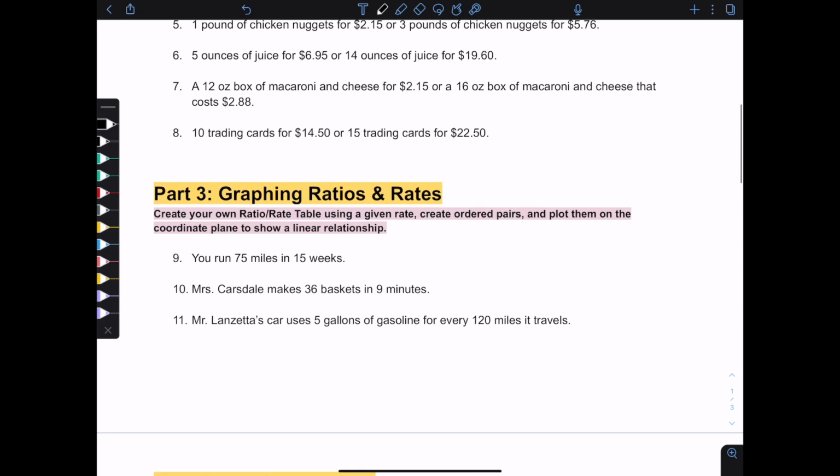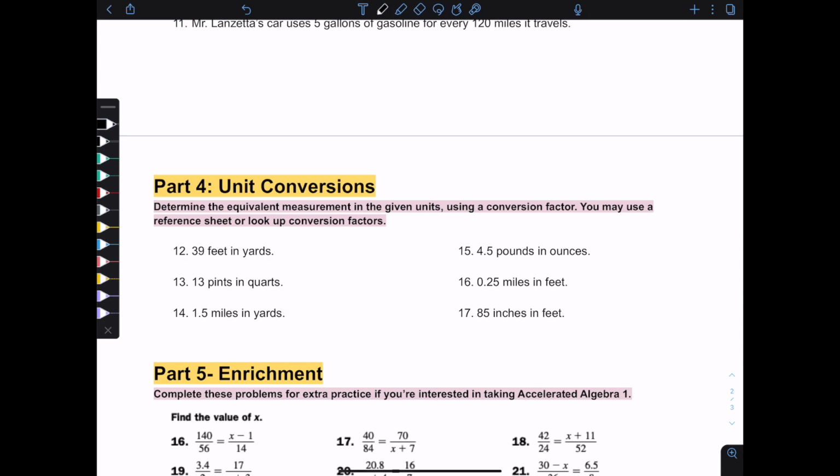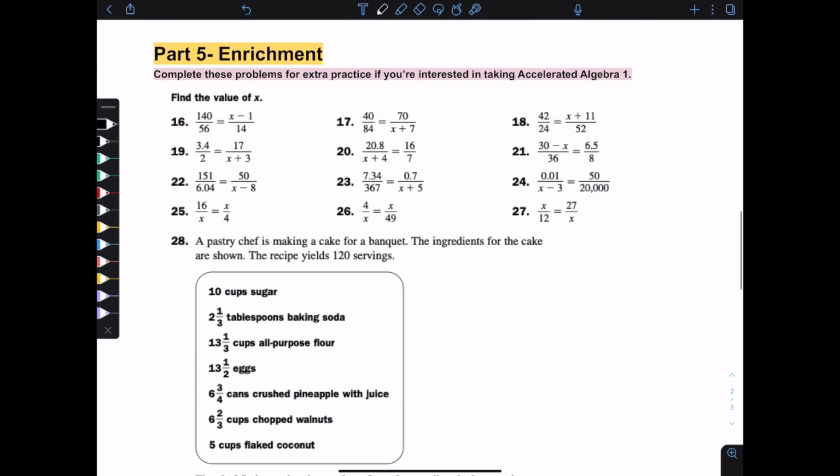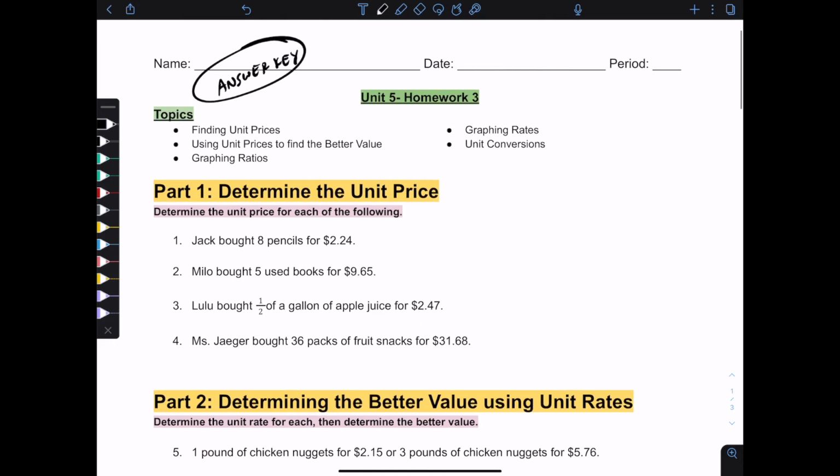Then I'll go into having some practice problems with graphing rates and ratios, seeing how they're related to linear equations, and then finishing up the video, I'll be working with unit conversions, how to use conversion factors to convert some units to a different type of units. And I'll go over some enrichment problems as well, dealing with proportions, which is just another application of rates and ratios. So yeah, let's get right into it here.